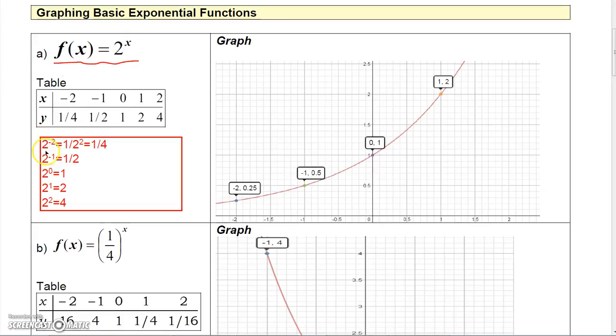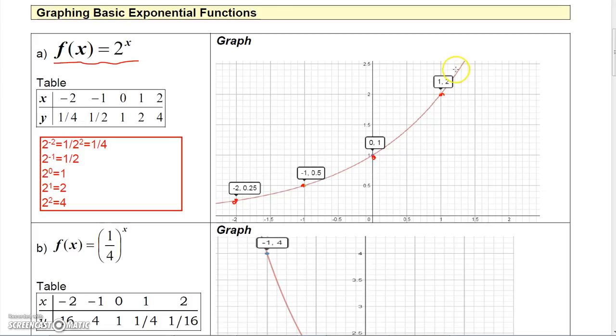So you can see down here, if I plug -2 in, 2 to the -2 is 1 over 2 to the positive 2, which is 1/4. And then 2 to the -1 is just the reciprocal of 2, which is 1/2. Then 2 to the 0 is 1, 2 to the first is 2, 2 squared is 4. So when x is -2, over here you're going to get 1/4. When x is -1, you're going to get 1/2. When x is 0, you're going to get 1. And when x is 1, you're going to get 2.